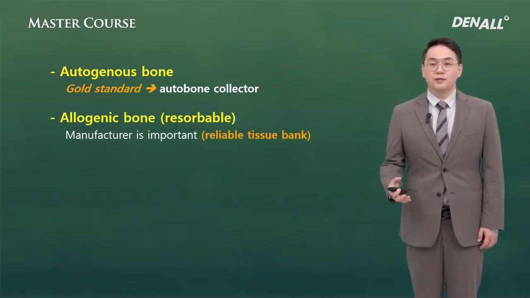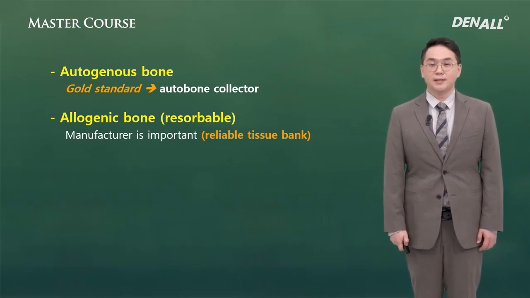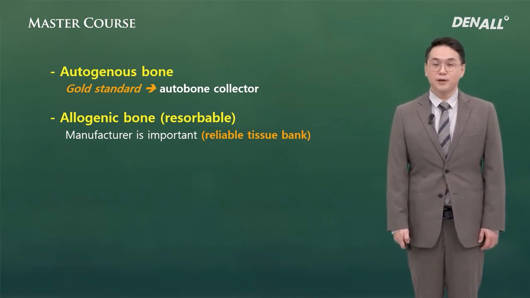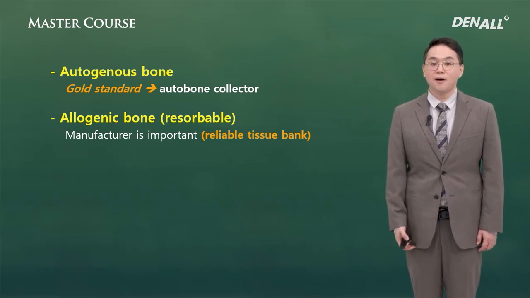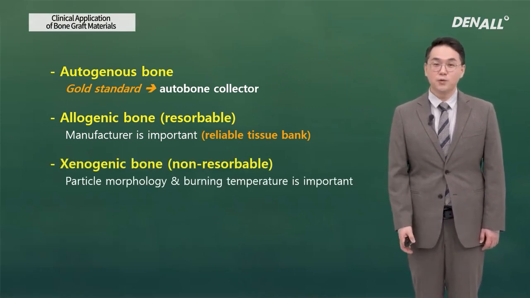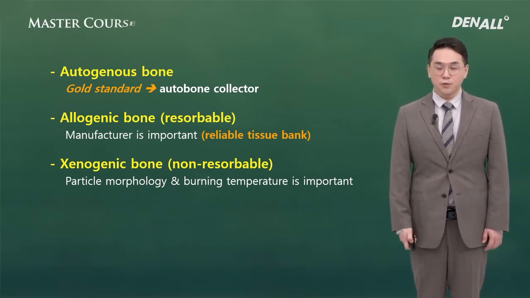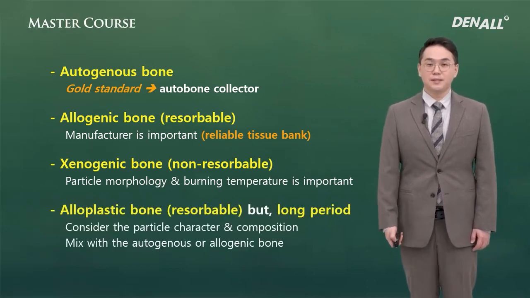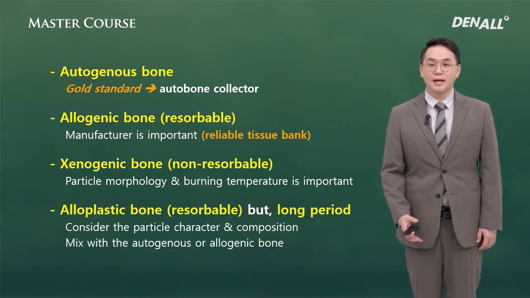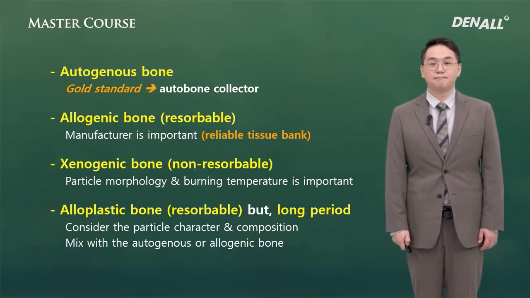Allogenic bone is processed from cadavers, so we need to use a reliable tissue bank. Hans Biomed was the first tissue bank in Korea. The show-us from Ostim is pretty good bone. And xenogenic bone is non-resorbable, so the xenograft sintered at low temperature is better. The same is for alloplastic bone. We need to consider porosity and pore structures.